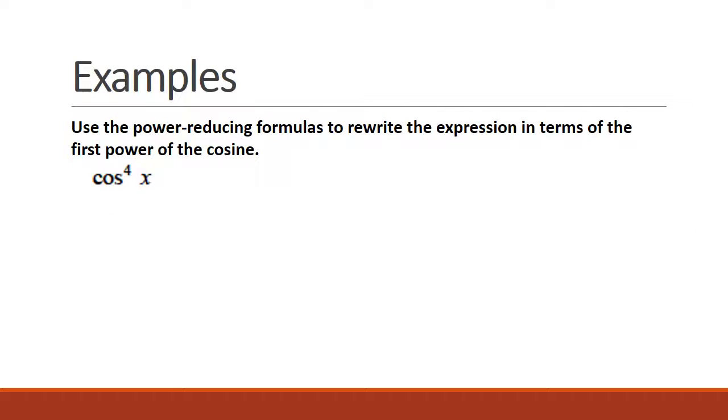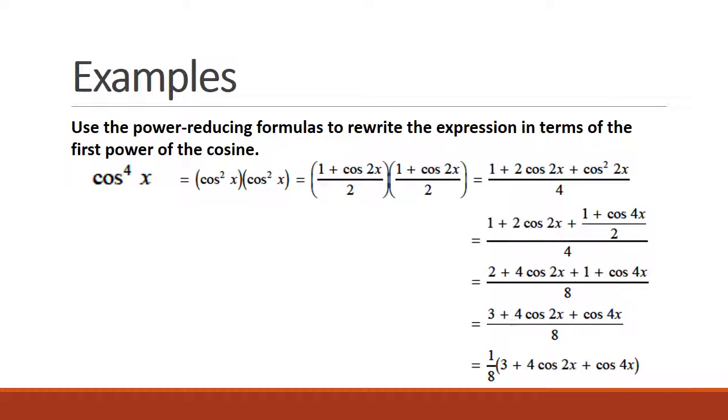Power reducing formula. And we need to think of a way to rewrite cosine to the 4th of x as cosine squared. And so what they did is they made it cosine squared times cosine squared. Once we have that, for each of those, we put in the power reducing formula, and then we multiply. And you'll notice we end up with 1 plus 2 cosine 2x plus cosine squared 2x.